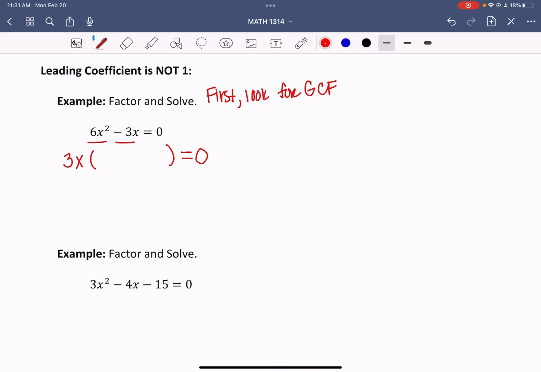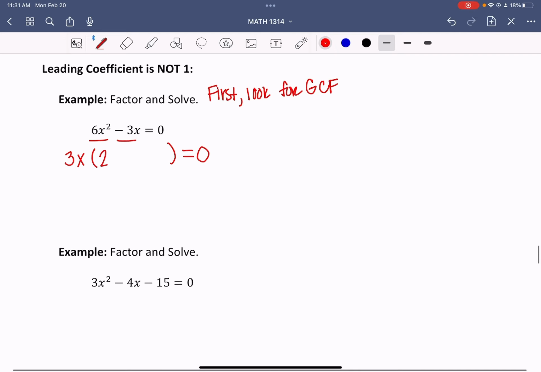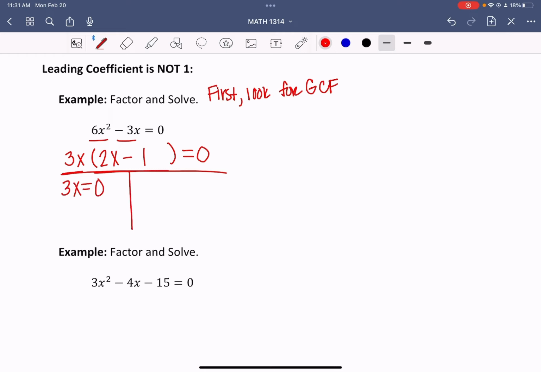So I'm going to say 6 divided by 3 gives me a 2. X squared, take away 1x, gives me a singular x. Minus 3x, I'm going to take away the whole thing, but I'm going to have to leave a 1 as a placeholder. So we're just undistributing this. Now that I have something times something to give me 0, that means I'm going to draw my table and say, well, 3x could be equal to 0, or 2x minus 1 could be equal to 0. I'm going to solve these out.